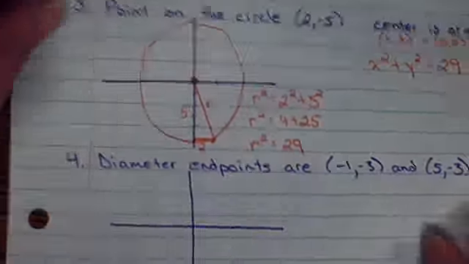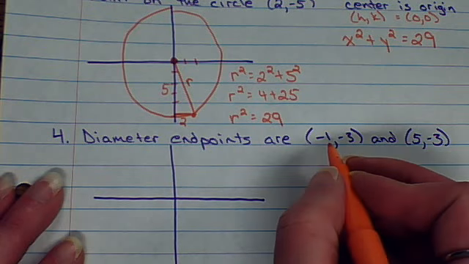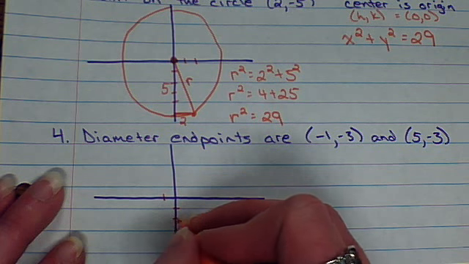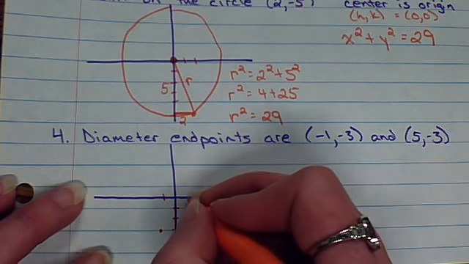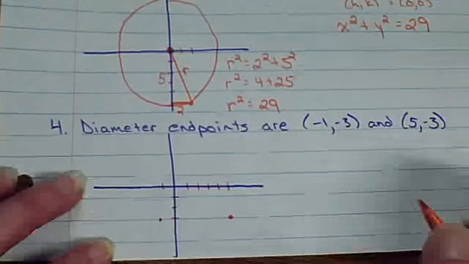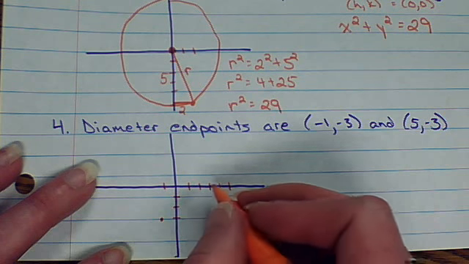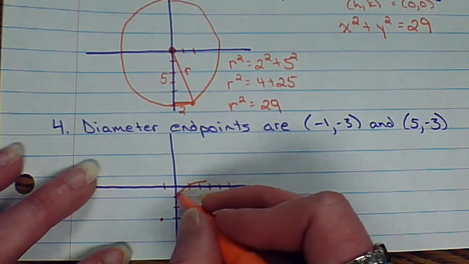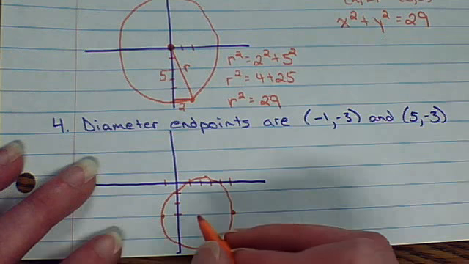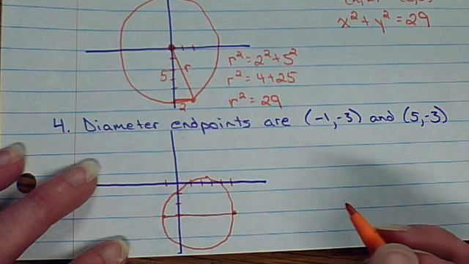Alright, last example on using the information to find the equation. I have endpoints at (-1, -3) and then (5, -3). Those are the endpoints of my diameter. I really want you to think about that vocabulary, diameter. What do I know about the diameter? Well, first of all, I know it goes through the center. So the center has to be on that.